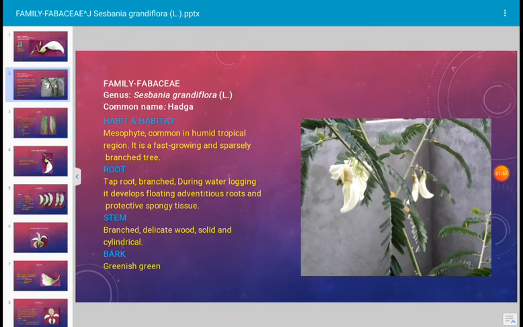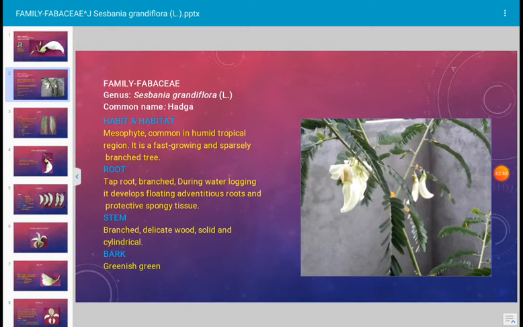And how is the root of the Sesbania grandiflora? The root is a taproot system. The root system is highly branched, and during waterlogging it develops floating adventitious roots. It is a very characteristic feature of this Sesbania grandiflora, and a protective spongy tissue is also developed by the roots.